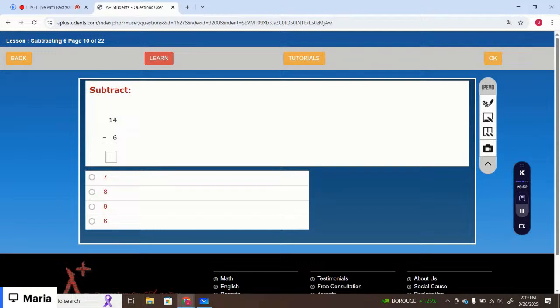14 take away 6. 14 take away 6 is 8. Option number 2 is the correct option.